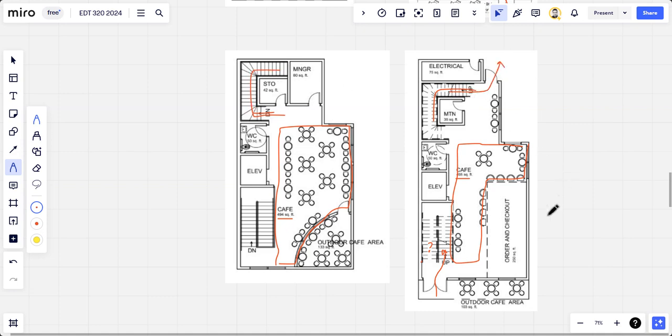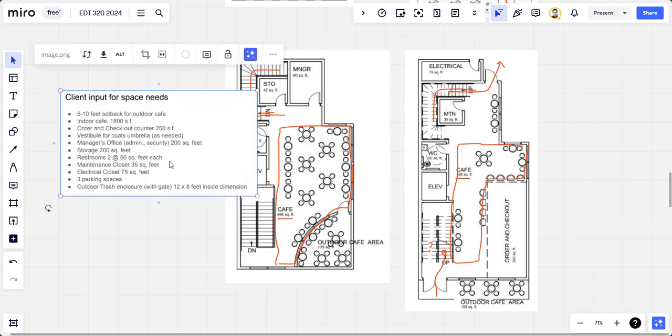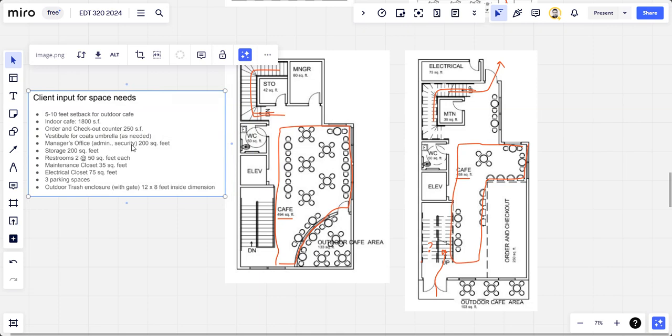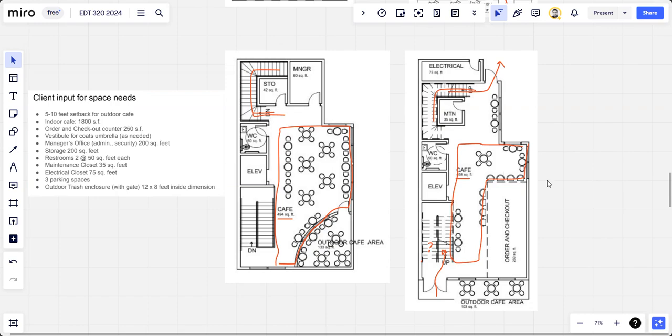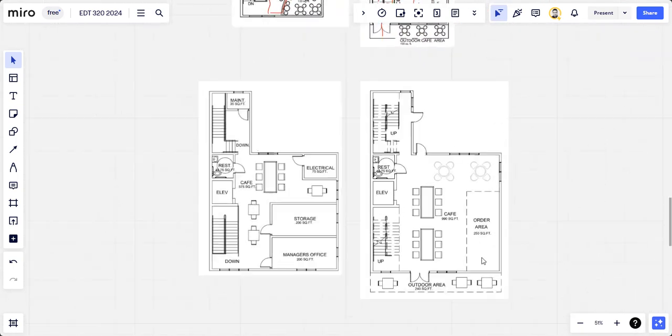So that's right. Yeah. Make sure that you have your requirements. The storage, the manager. I think the manager is more than 50, right? Manager would need 200 here. So an 80 square foot manager space would be too small. Okay. So we gotta fix that. Moving on here.